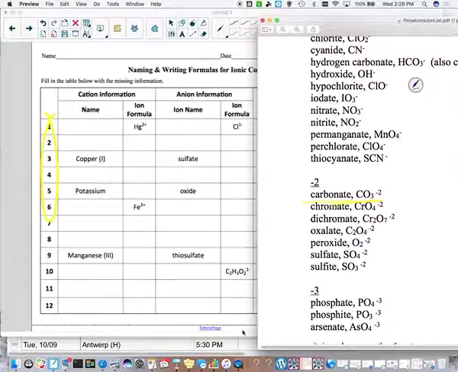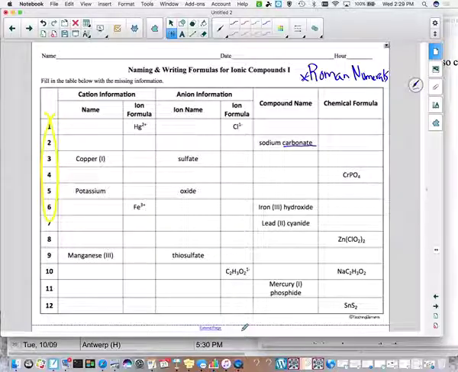Okay, so on this document, ion name, it's the second ion, so let's write carbonate. And the ion formula is CO3. And what was the charge? -2. Yep. Okay.